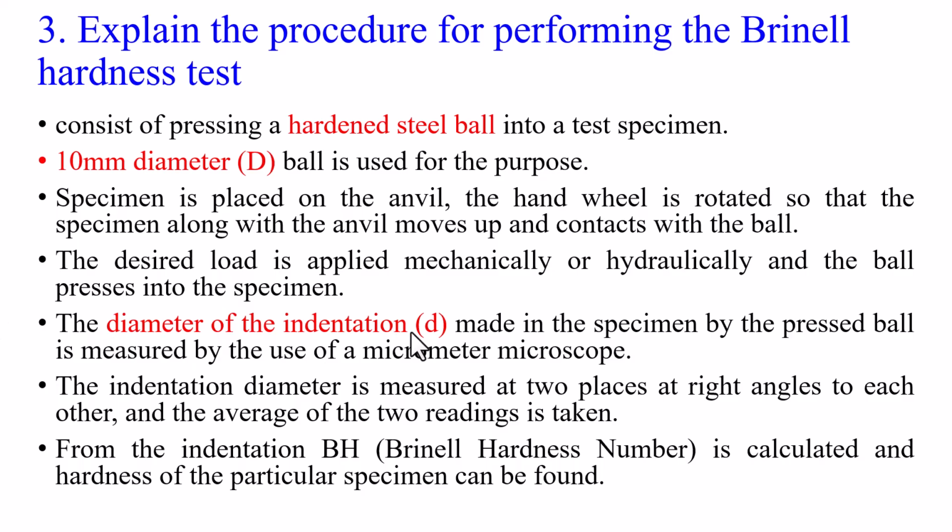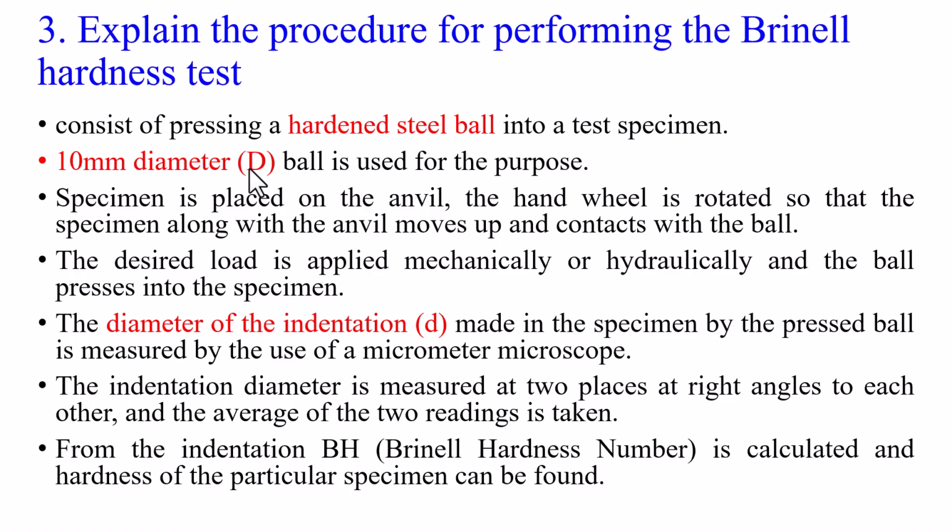The diameter of the indentation, that is, indentation means the indentation is formed. The diameter of the indentation made in the specimen by the pressed ball is measured by the use of a microscope. So when the ball is pressing the specimen, there will be an indentation. The diameter will be less than the diameter of the ball.